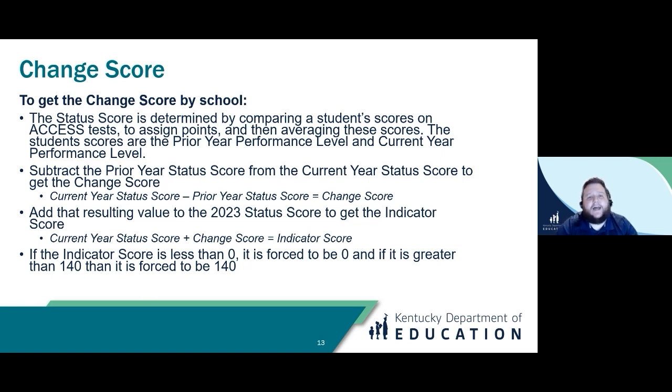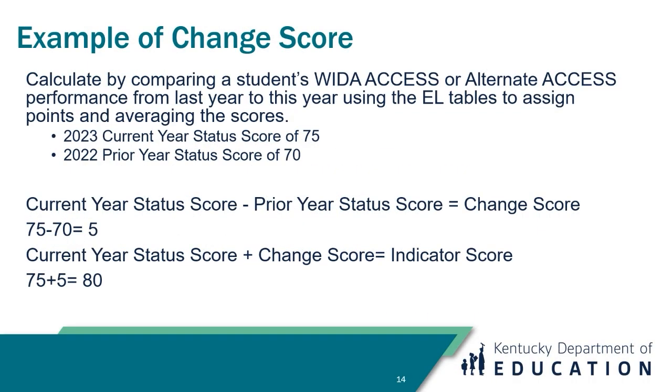Let's take a look at an example of a change score. The process involves comparing a school's performance from the previous year to the current year. We use what's referred to as the EL table to assign points for this comparison. Chris shared these tables earlier in her presentation. Once we've assigned these points based on the performance levels, we average the scores. Let's take a real-world example and extrapolate it.